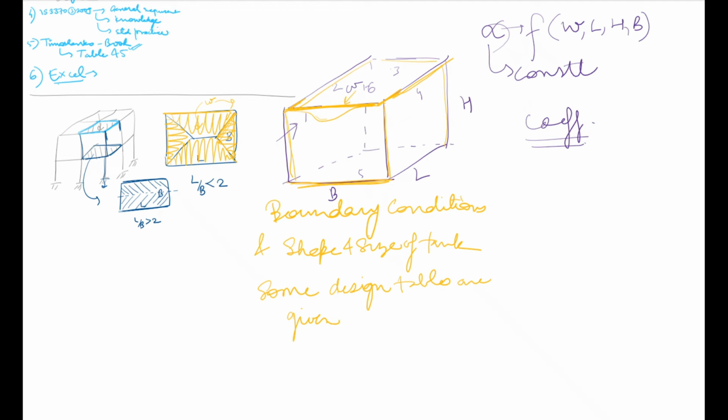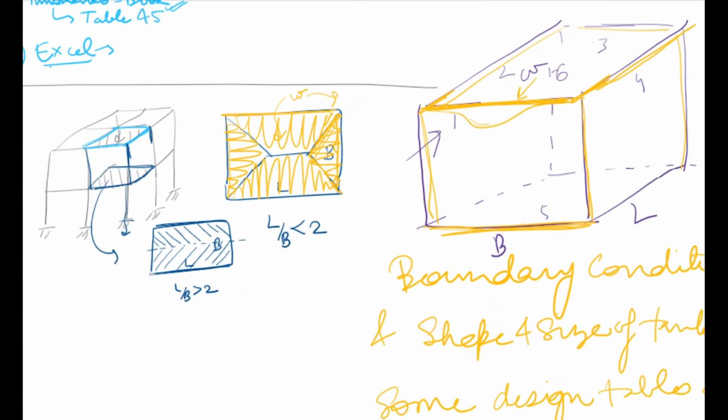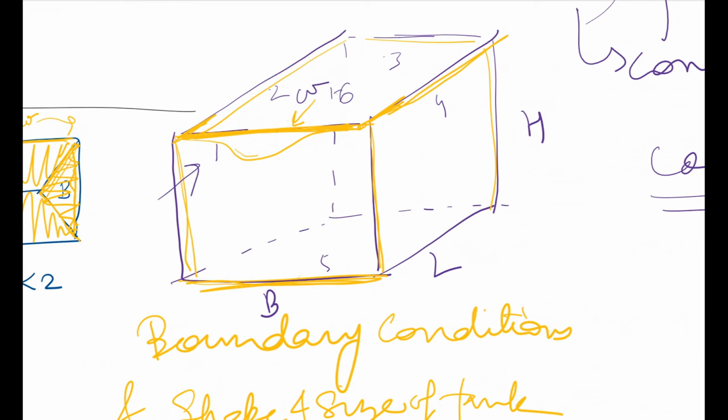The only thing that changes is the coefficient. These coefficients are given at various nodes. What are the nodes? Just zoom in. This is the center of this face, the center of this rectangular face, the bottom of this face, the corner point, the middle of the edge, the bottom of the edge, this corner, this middle, this bottom.